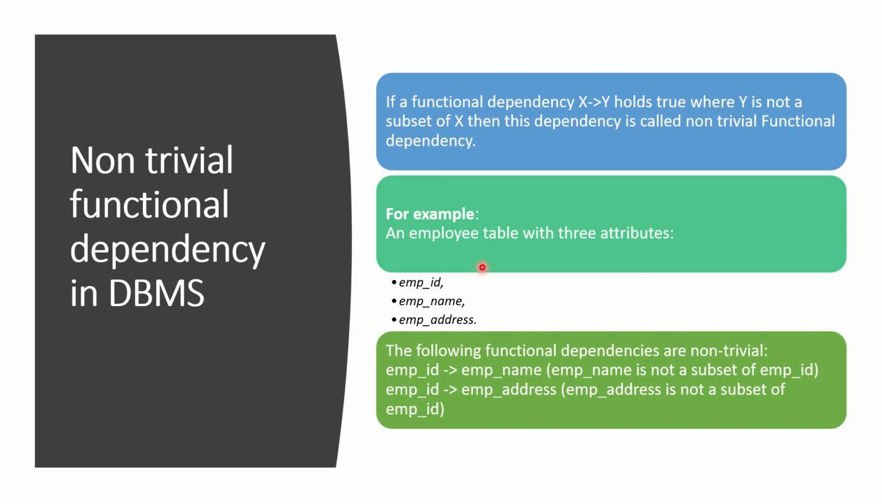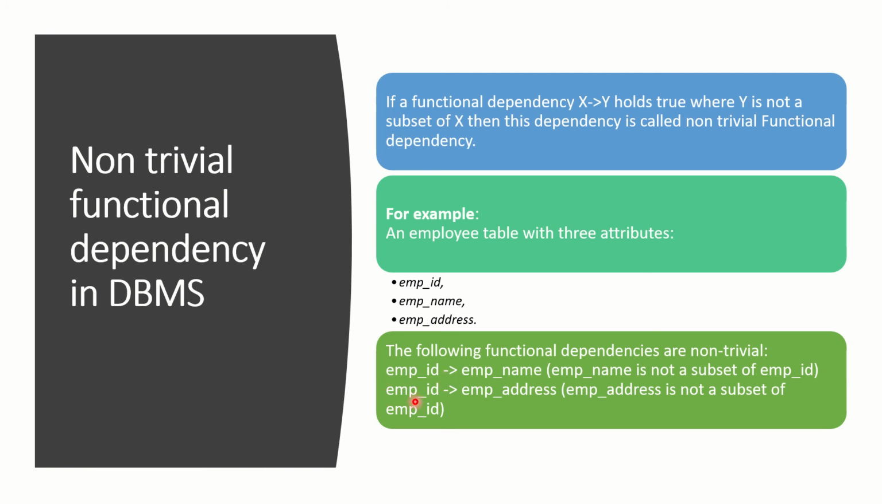For example, consider an employee table which contains these three attributes: employee ID, employee name and employee address. In this case, the following functional dependencies are non-trivial ones. For example, employee ID implies employee name. That means employee name is functionally dependent on employee ID. It is not a trivial one because employee name is not a subset of the left side. The second example is employee ID implies employee address. That means employee address is functionally dependent on employee ID. It is also a non-trivial one since employee address is not a subset of the left side, that is the employee ID.